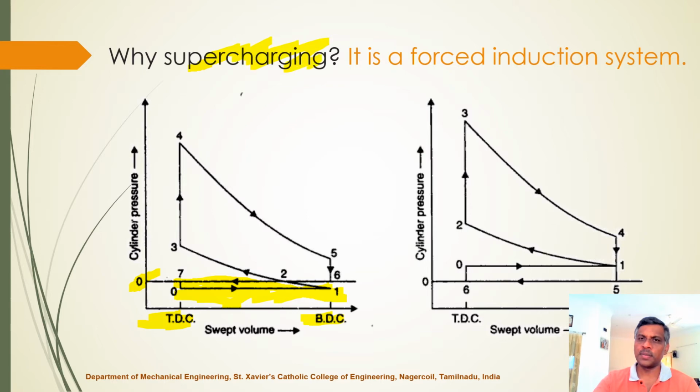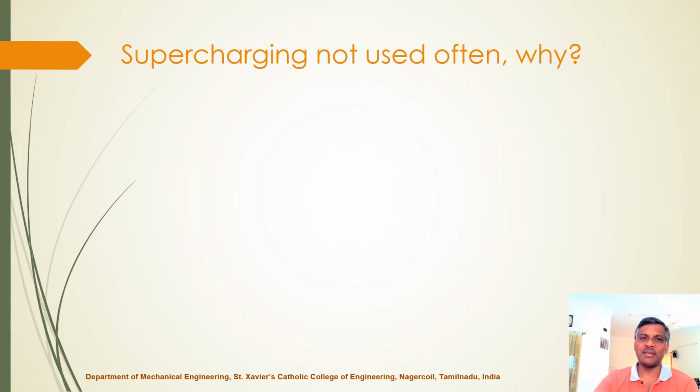Supercharging or turbocharging, it is a forced induction system. So the pressure is no more below atmospheric, it is above atmospheric. So the air is pushed into the cylinder. Instead of the vacuum pulling the air into the cylinder, the air is forced into the cylinder by means of a compressor, blower. That is what is called as supercharging. So more amount of air is taken into the cylinder, more amount of fuel can be burned, more amount of power you'll get. That is why it is supercharging. Do you understand?